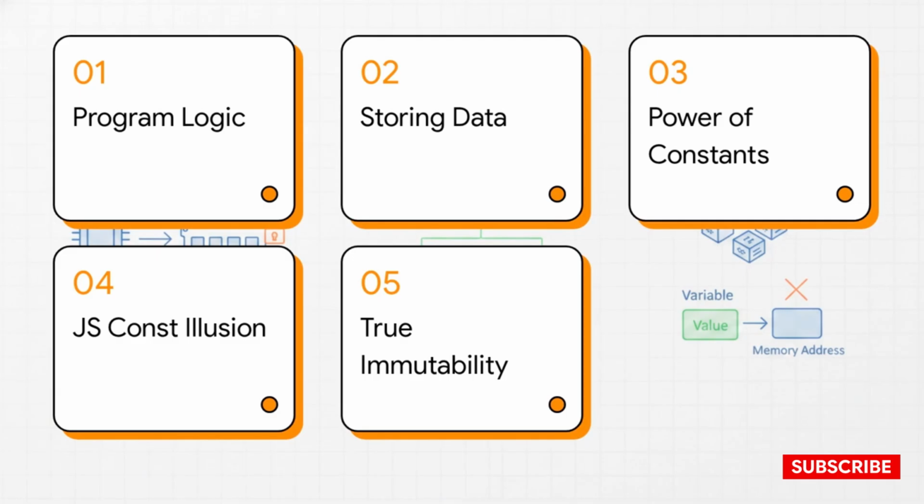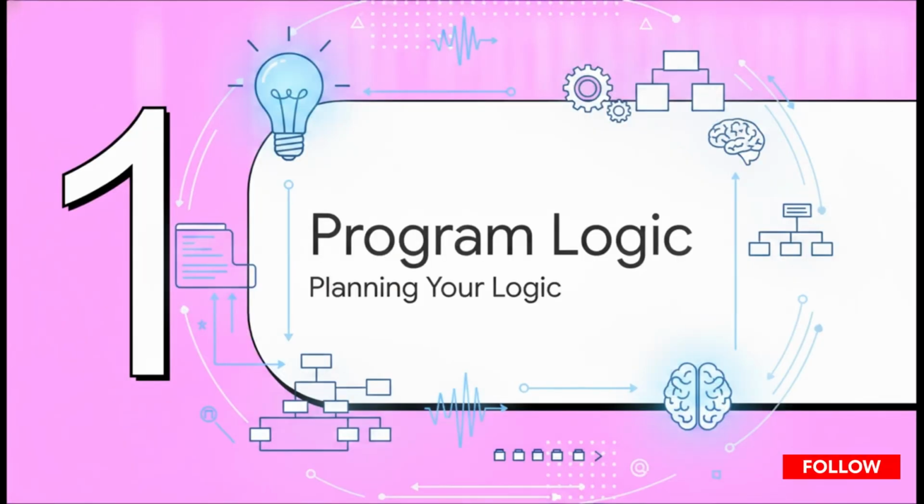Here's our roadmap for today's explainer. First, planning your program's logic. Second, storing data in memory. Third, the power of constants. Fourth, the JavaScript const illusion. And finally, achieving true immutability. All right, let's kick things off with Section 1, planning your program's logic.